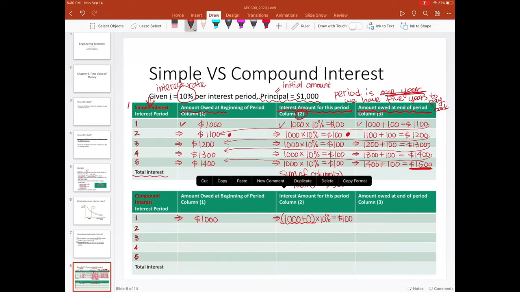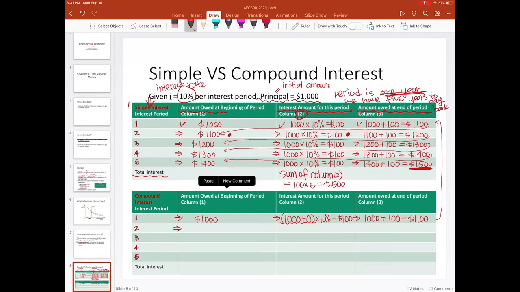Okay. And then what is the amount owed at the end of the first year? That will be the initial amount you owed, so 1,000 plus the interest. So it will be 1,100. Okay, so until now, the numbers in the cells are exactly the same as what are in the first table. But don't worry, let's continue, okay? You will see the difference.